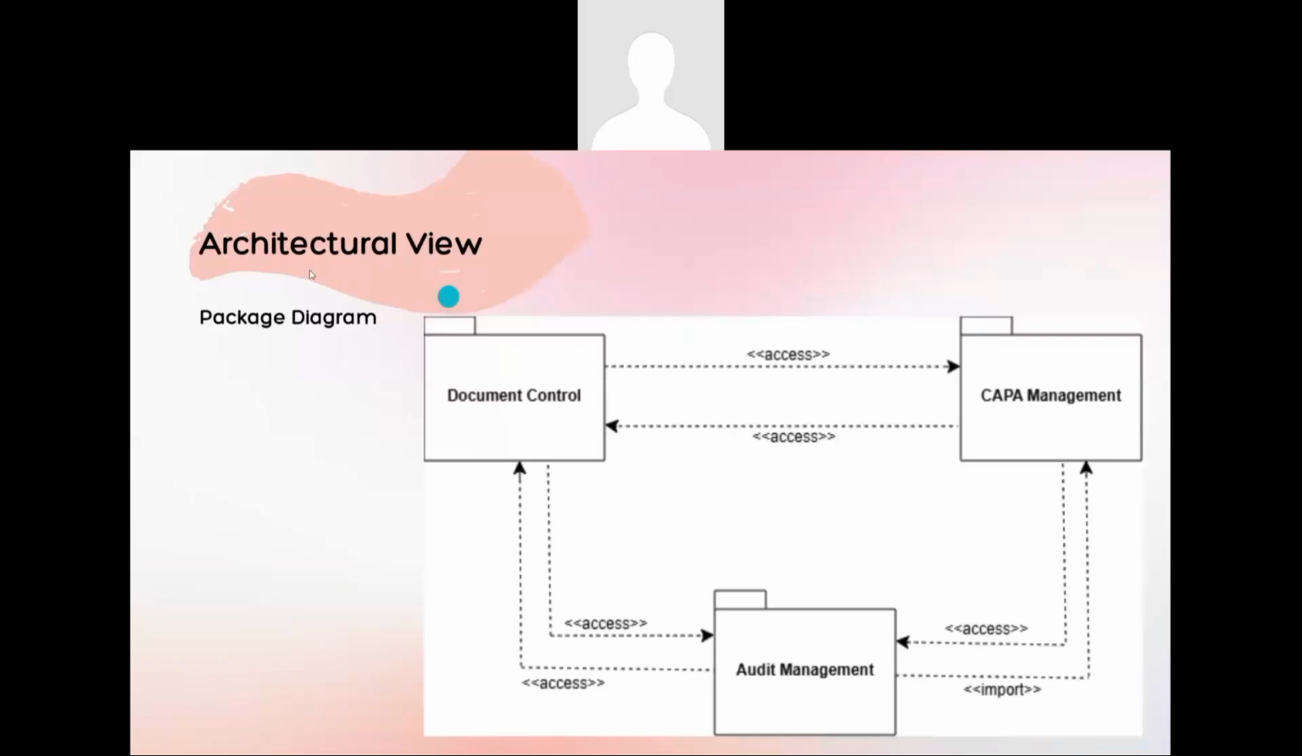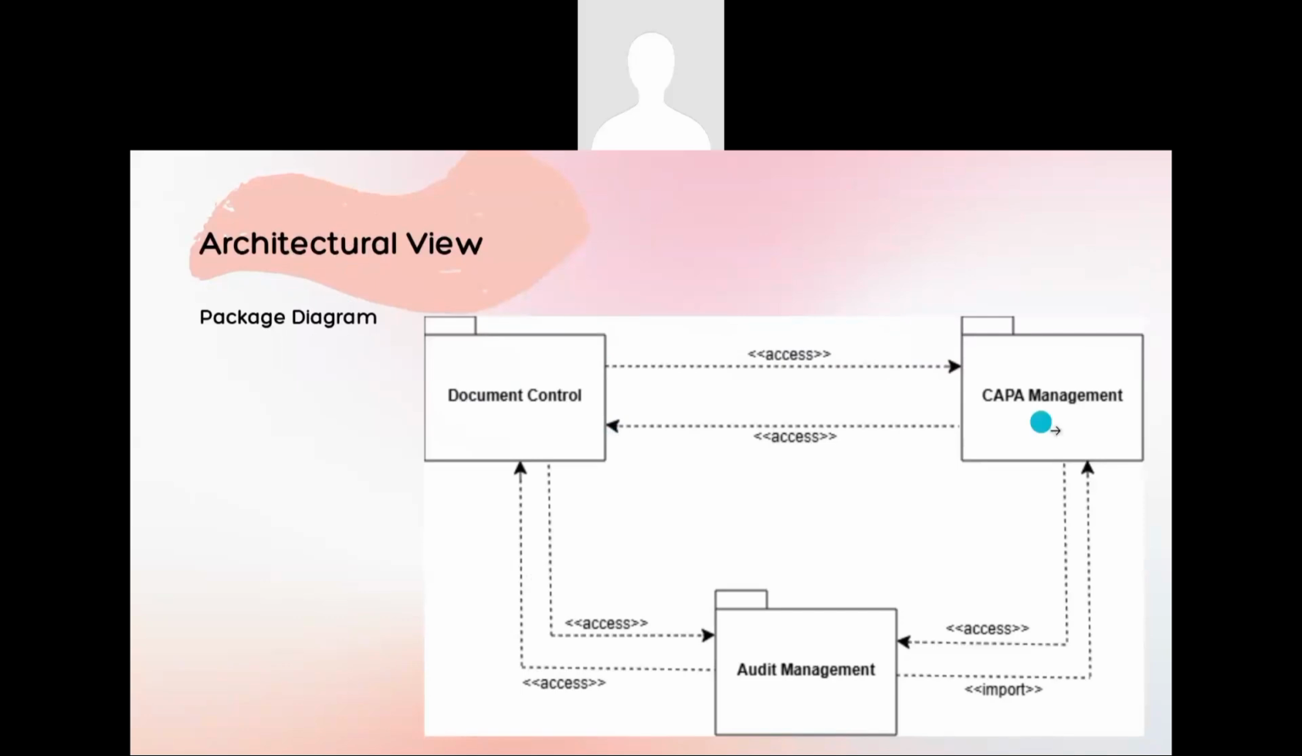Next is the package diagram. This is our overall package diagram, which consists of document control, CAPA management, and audit management. For our document control subsystem, we have three layers: view layer, domain layer, and data access layer. The view layer consists of document dashboard, upload page, review page, and version history. The domain layer consists of document controller, workflow controller, and notification service, while the data access layer consists of document repository.